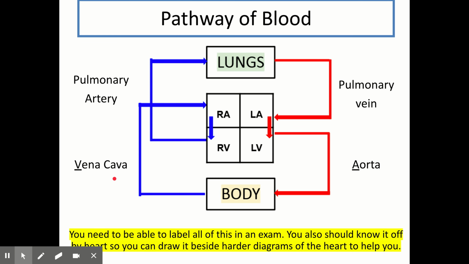Okay, so that is my tips on how to draw a diagram of the heart and pathway of blood in the body. You need to be able to label all of this in an exam. You should definitely know it off by heart so that you can draw it beside more difficult diagrams of the heart to help you. I know there'll be other ways to memorise diagrams similar to this, but I hope those last few slides gave you an idea of the way that you could do it.